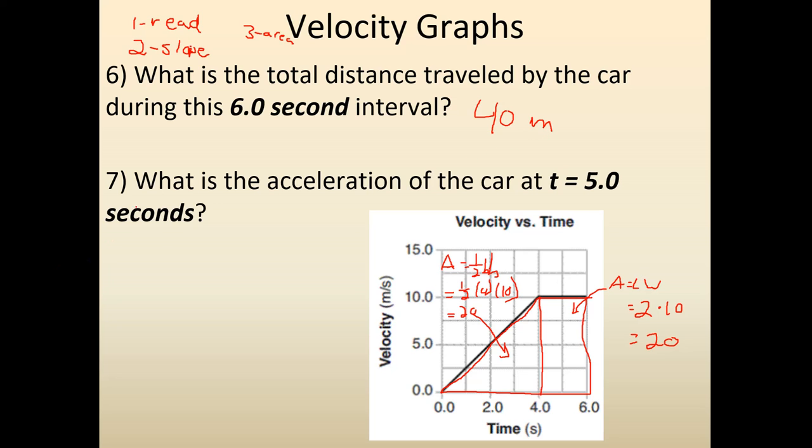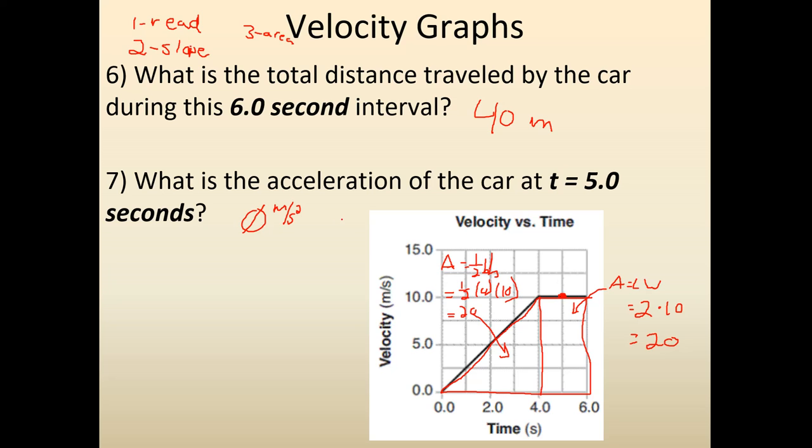All right, going to question 7. They want to know what is the acceleration of the car at 5 seconds. So this is 5 seconds. If I think back to whether I'm going to read it, slope it, or area it, in order to find the acceleration, I want to take the slope. So the slope of this is what's going on in this line. Well, it starts at 10, stays at 10, and ends at 10. So no acceleration. The acceleration is 0.